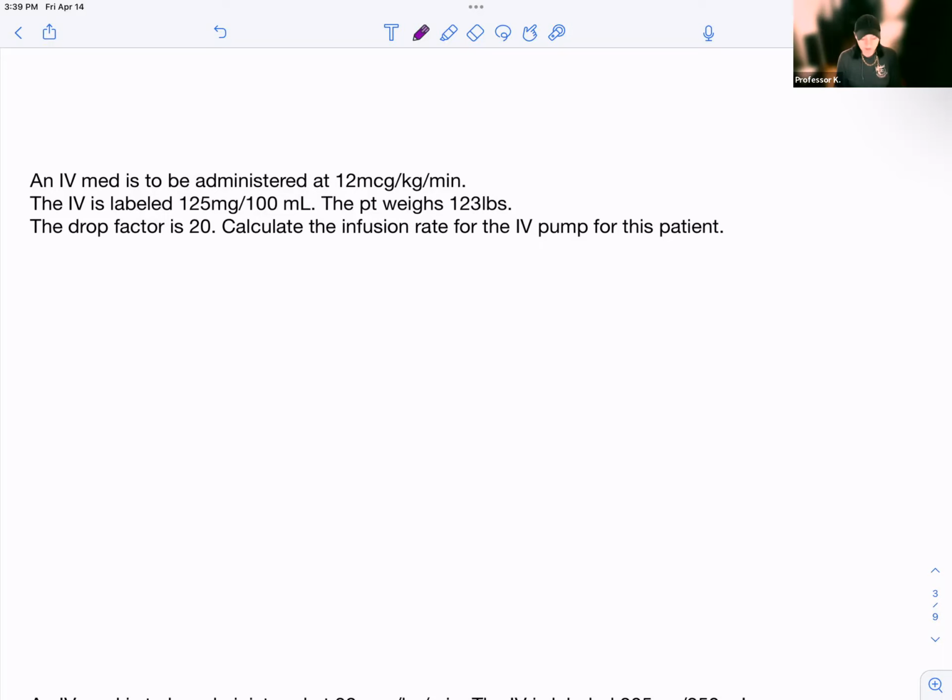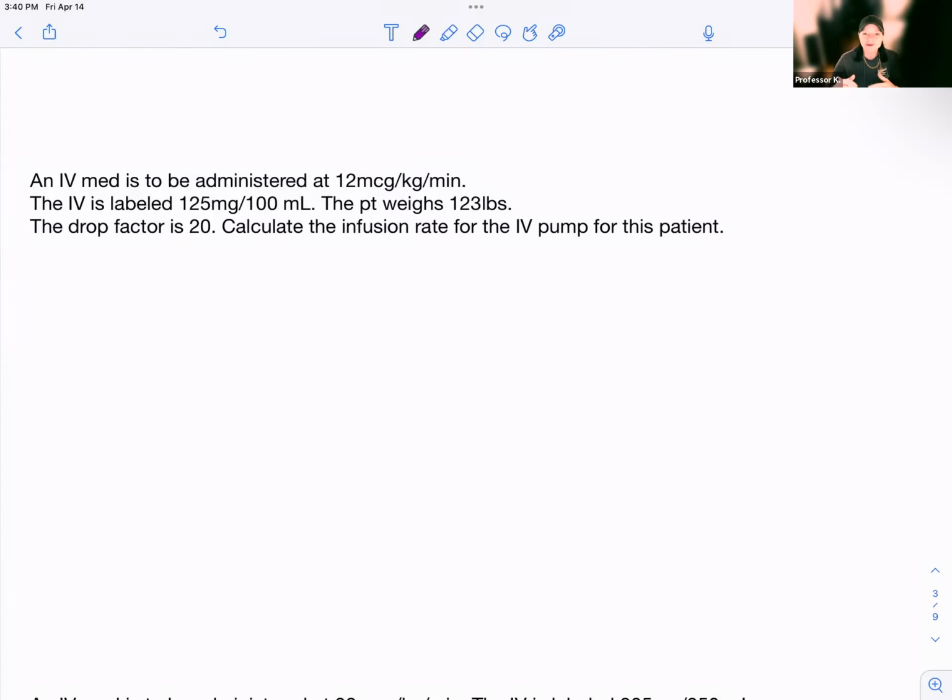So I'm reading this problem. A med has to be administered 12 micrograms per kilogram per minute. That's a 3-factor. The IV has a label on it. It tells me how much of a med, 125 milligrams in 100 milliliters. It gives me a patient weight, and it's telling me there's a drop factor of 20. And it ends with saying, calculate the infusion rate for the IV pump for this patient.